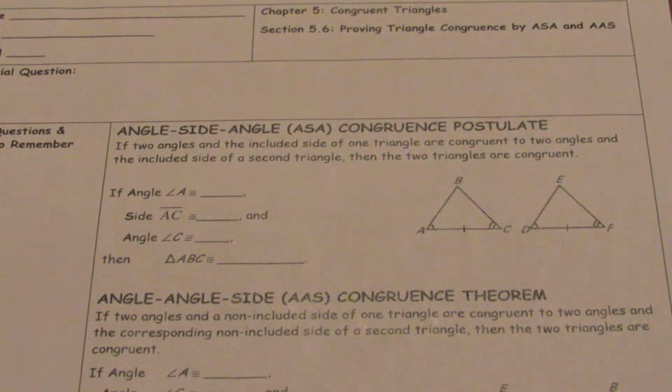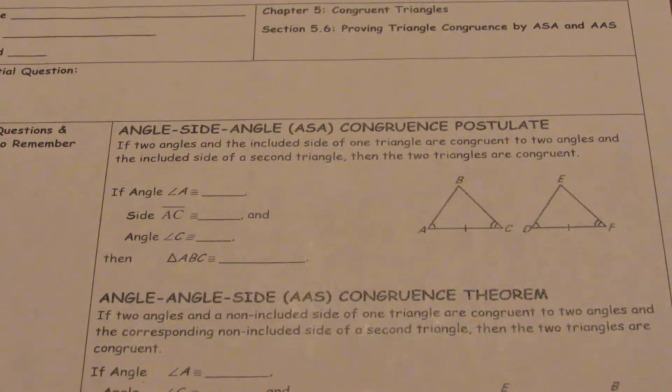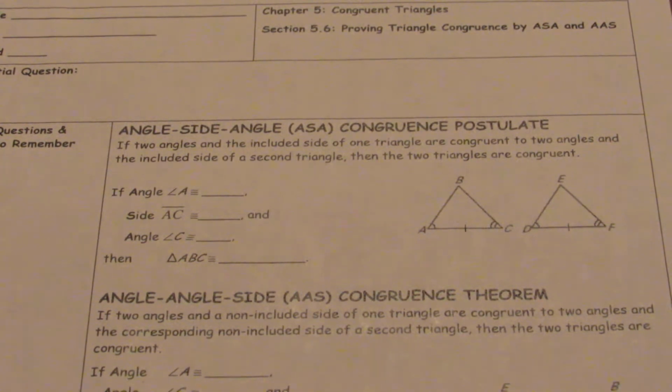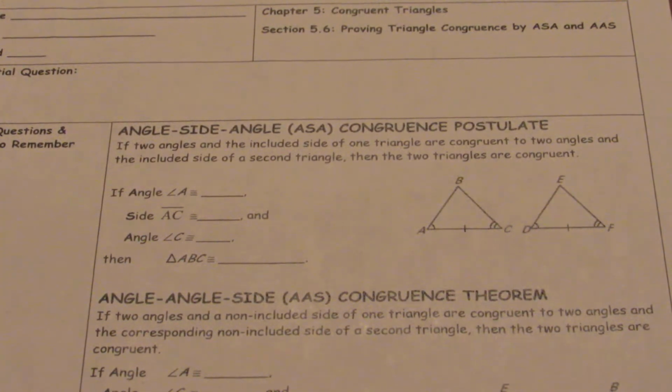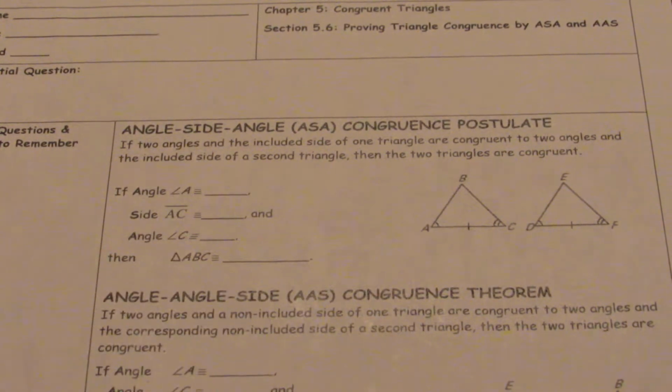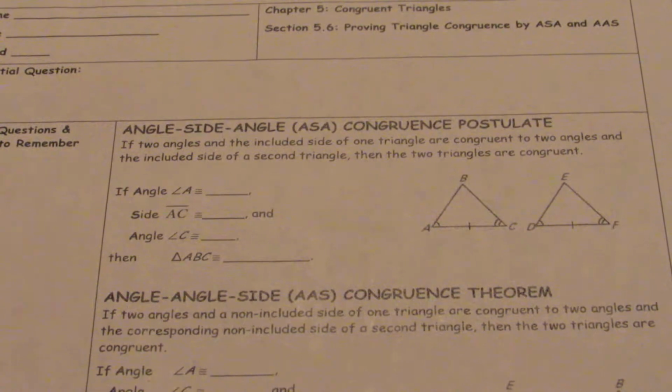Section 5.6, looking at proving triangles congruent by angle side angle and angle angle side, which will give us our 5 different ways to prove triangles congruent. So our first one is angle side angle. And it says if 2 angles and the included side of one triangle are congruent to 2 angles and the included side of a second triangle, then the 2 triangles are congruent.